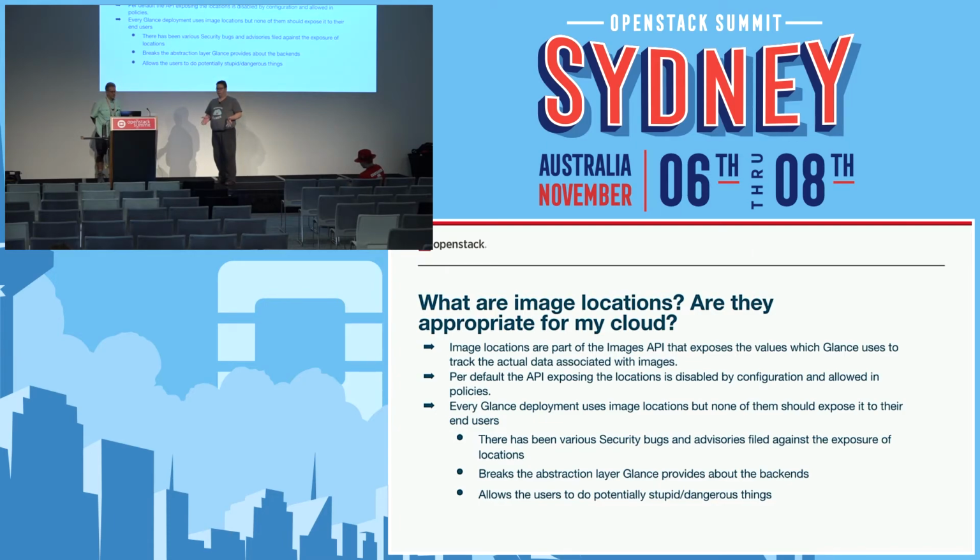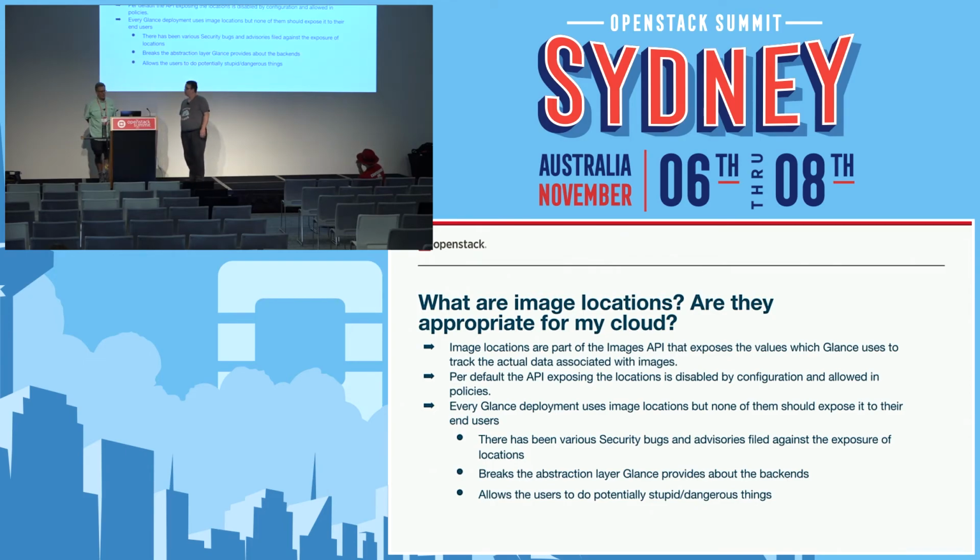You quite often might need to expose it to certain users or certain services, but we noticed that exposing the image location data has lots of problems. There are a few security issues that have been filed against it. There is also the fact that it breaks the abstraction layer of exposing what backends are being used. And it also just provides the end user tools to do potentially really stupid or dangerous things with the image data. So it's basically not a good idea to have on.